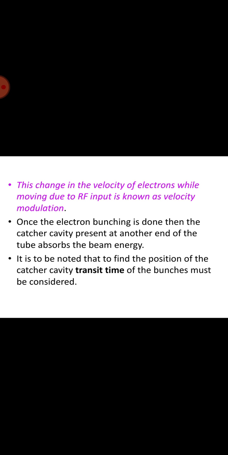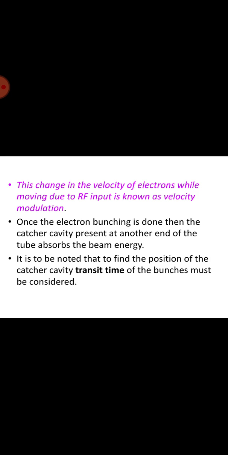Thus, when we consider both cases together, the electrons that were emitted earlier by the gun will be decelerated, and the electrons emitted later will be accelerated. Thus all electrons, while moving with different velocities, get bunched in the drift space. So this change in the velocity of electrons while moving due to the RF input is known as velocity modulation.